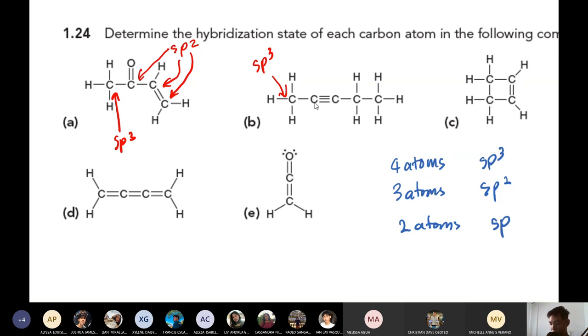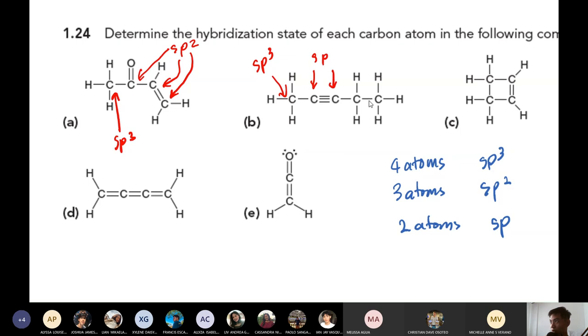This carbon here and that carbon, parehas yung sp hybridized carbon. Dalawa yung atoms lang around them. And dalawang atoms around them, they are connected by the sp hybrid orbital. Yung dalawang bond doon, that is the pi bond or the pi overlap na. Okay, the pi electron overlap. Okay? So, ganun lang.